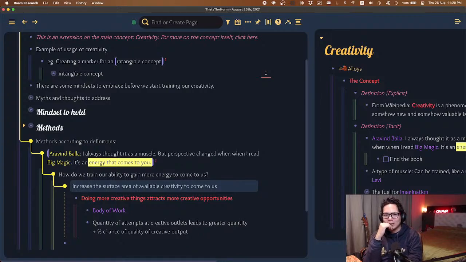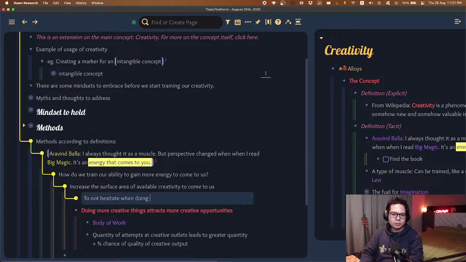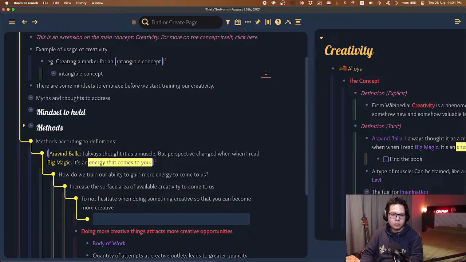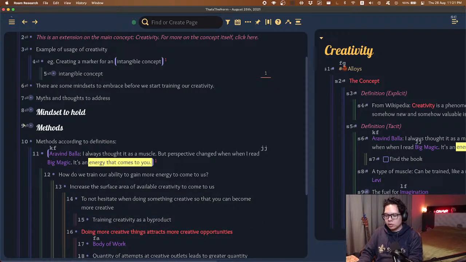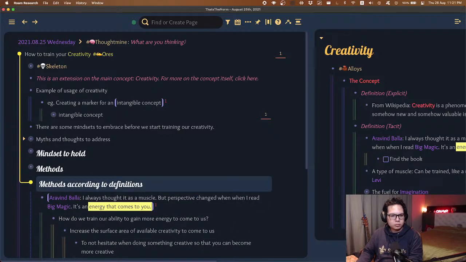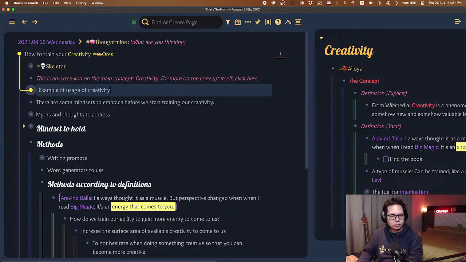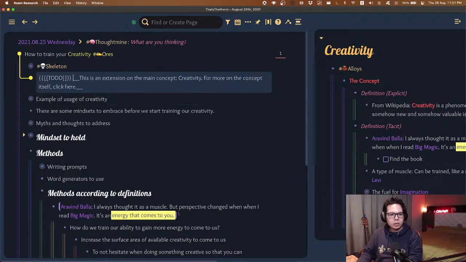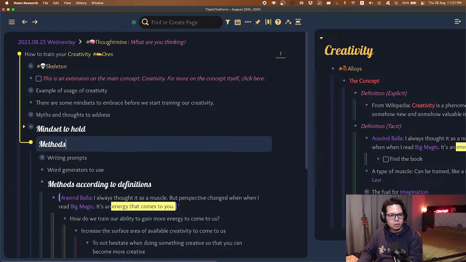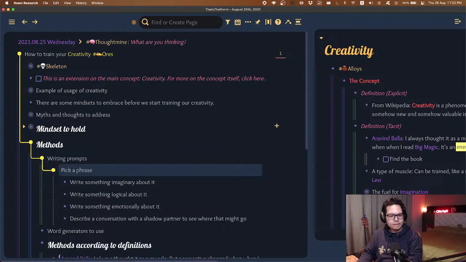I don't want to dumb it down like, oh, just be more creative. But it's rather to not hesitate when doing something creative so that you can become more creative. So, training creativity as a side effect. No, byproduct. So we go here. This is all in intro. Put a to-do there because I need to link that once it's posted.